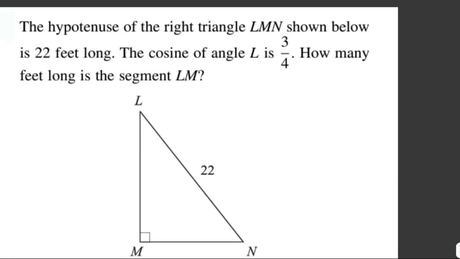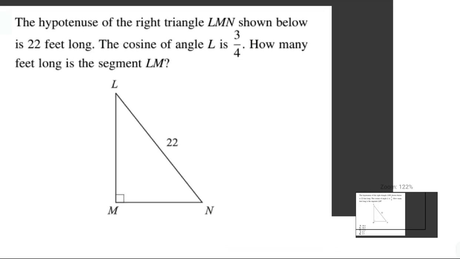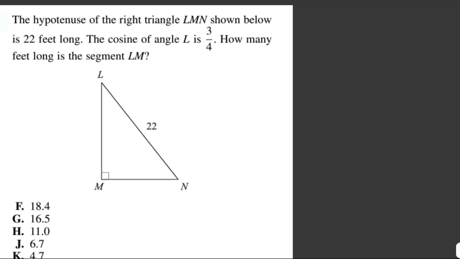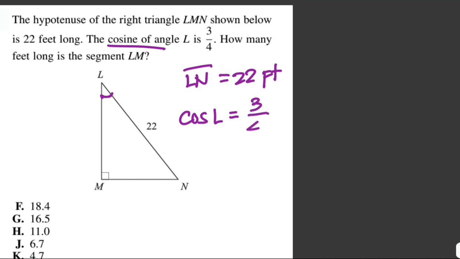The hypotenuse of the right triangle LMN shown below is 22 feet long. The cosine of angle L is 3/4. How many feet long is the segment LM? So we're given here the measure of the hypotenuse. The hypotenuse is the side LN, which is 22 feet. And it's also given that cosine of L, the cosine of angle L, is equal to 3/4.